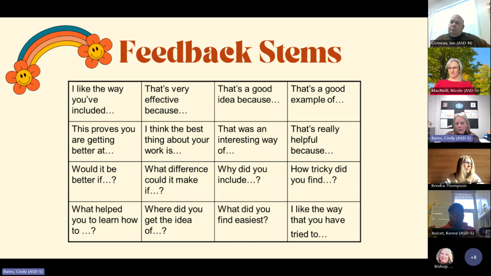What difference could it make if? And so that's kind of like saying, what if you tried this? The student knows that you're telling them that they should be doing something a certain way. And if they don't feel like it should be, they're going to try and defend what they've done. Okay, that's a good example. So again, this is focusing on strengths. Okay, this one may be questioning, you're not really sure, so you need them to explain, why did you include this?